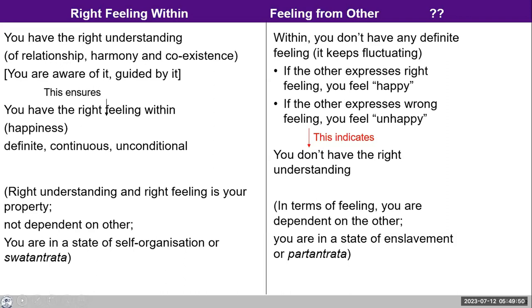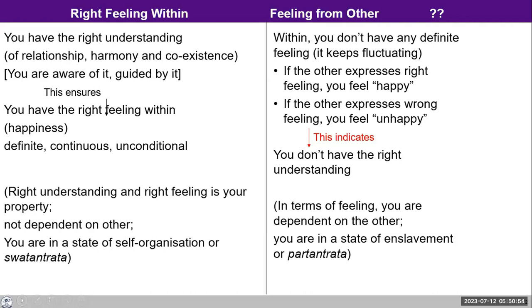This is not to say that I don't have concern for the other. When I say I am not dependent on the other for my happiness, certainly I have the right feeling within me and I can be happy, but at the same time I have concern for the other also. It is not that I am ignoring the other. That is important to keep in mind. This state, where I am not dependent on the other for my happiness but am ensuring the right feeling within me, is what we call svatantrita. Svatantra, independent, or having freedom, don't really give the right meaning. A better meaning would be something like self-organized.